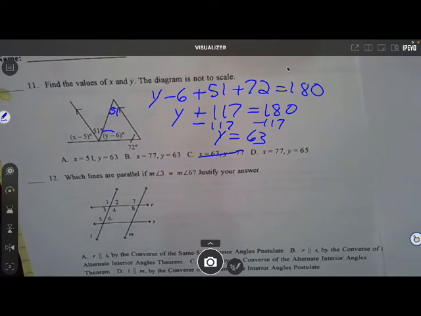What do I know that this angle is? It's not 63. What is that angle? Y minus 6. What is that?